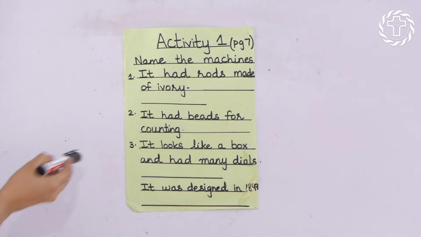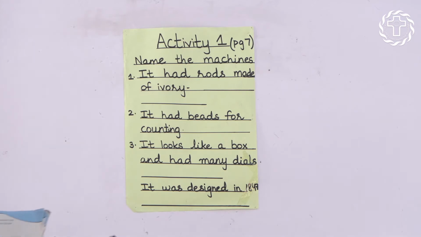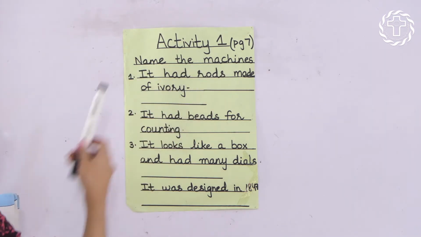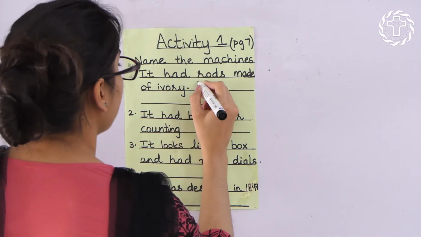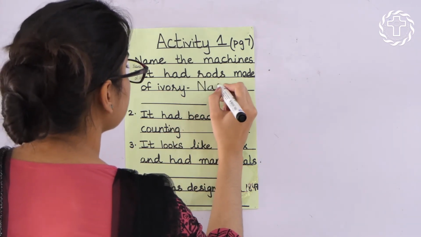This is your first activity. On page number 7, you have to do it in your homework copies. Name the machines. It had rods made of ivory. Napier bones.